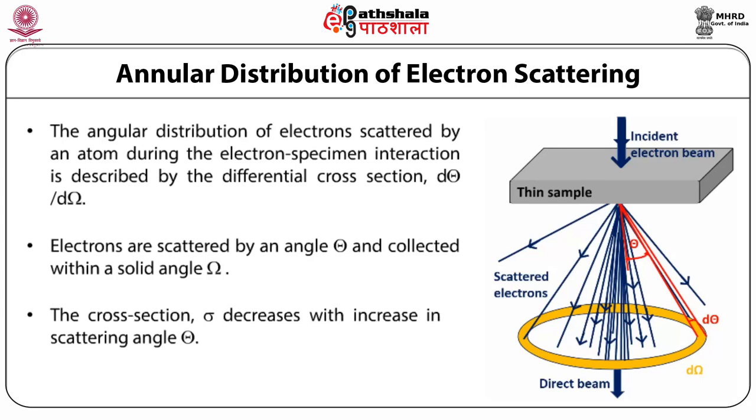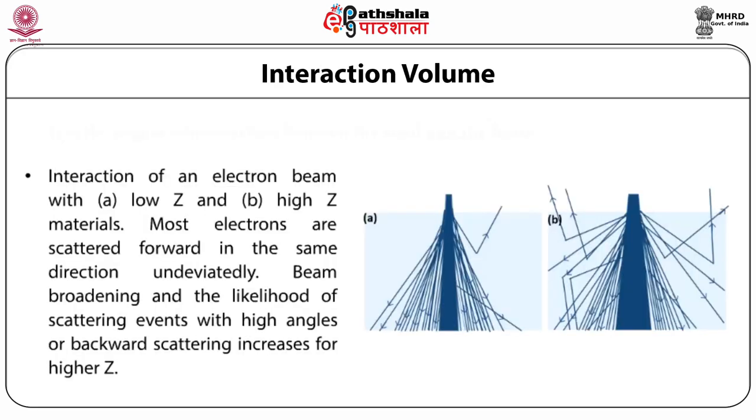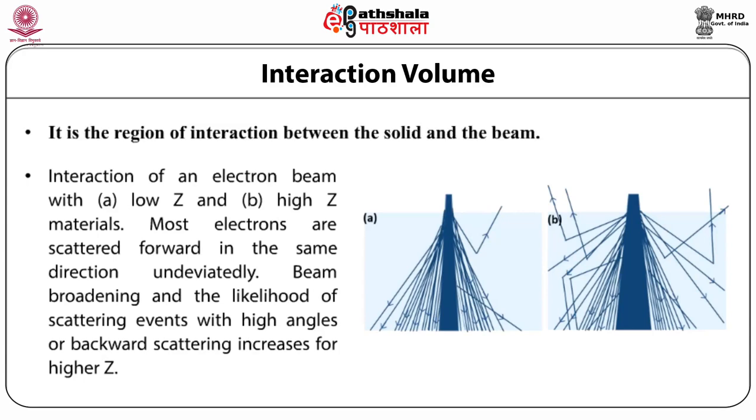The cross section sigma decreases with increasing scattering angle theta, and scattering into high angles is rather unlikely. The combined effect of the elastic and inelastic interactions is to limit the penetration of the beam into the solid, and the region of interaction between the solid and the beam is known as the interaction volume.